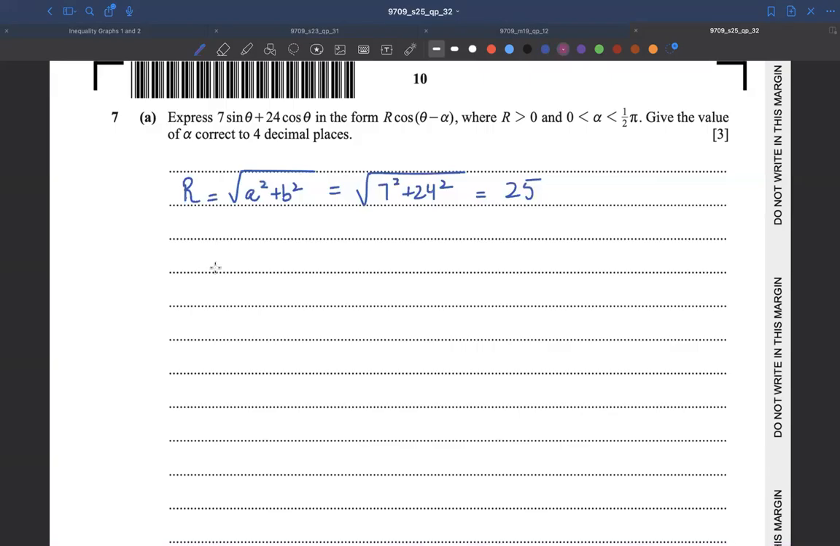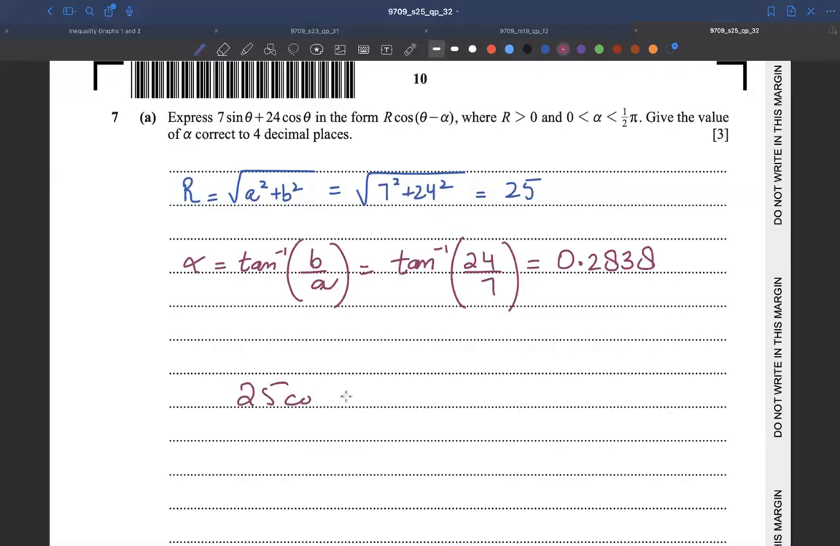And alpha is equal to tan inverse of b upon a. So we'll get tan inverse of 24 upon 7. Substituting this in the calculator, we have to make sure our calculator is in radian mode. The value of alpha, correct to 4 decimal places, would be equal to 0.2838. So that is the value of r and alpha. Once we have that, we can write our answer as 25 cos of theta minus 0.2838.